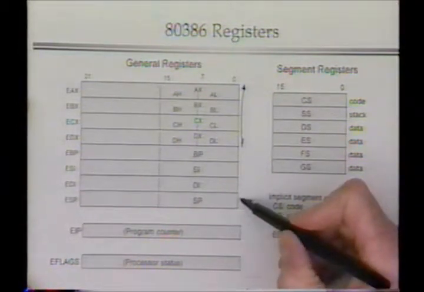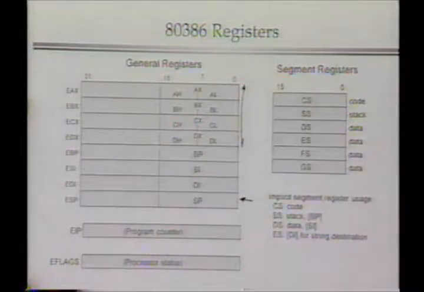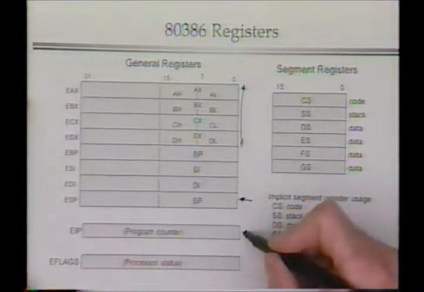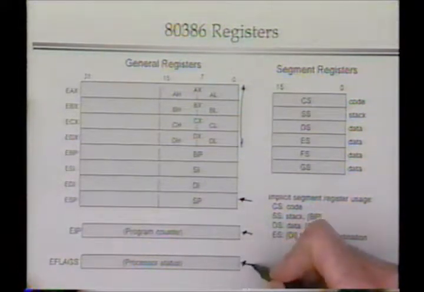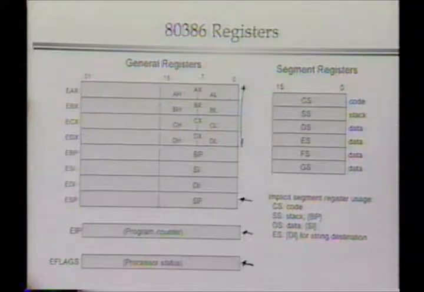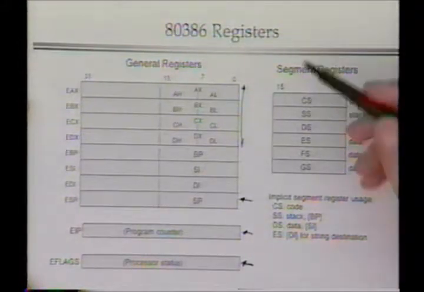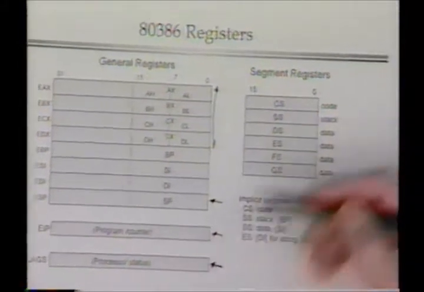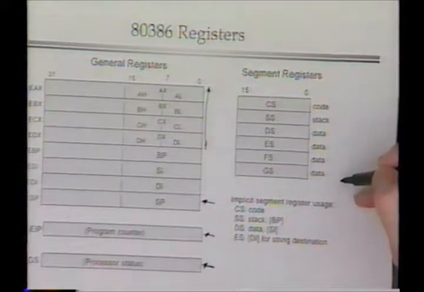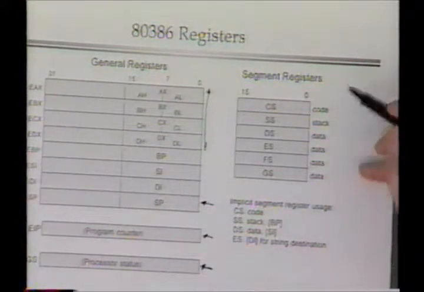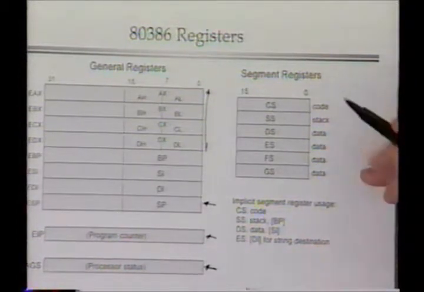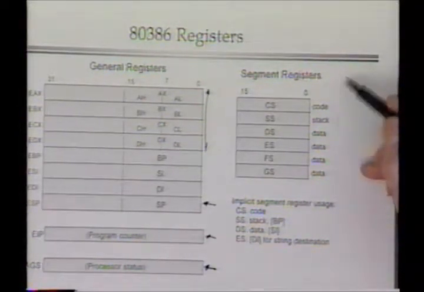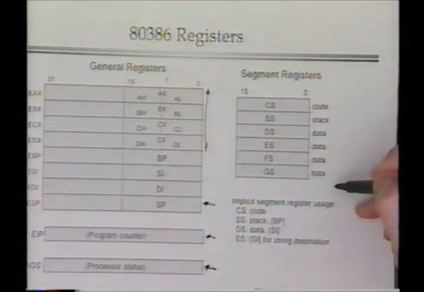One of them is the stack pointer, which is used for pushes, pops, calls, returns, and all of those functions. There's a program counter, which is 32 bits wide. There is a processor status, which contains condition codes and other information, which is also 32 bits wide. Now, in addition to those registers, there are also segment registers, which are used differently in the 8086 style instructions, in the 286 style instructions, and the 386 style instructions, and we'll see how that is.